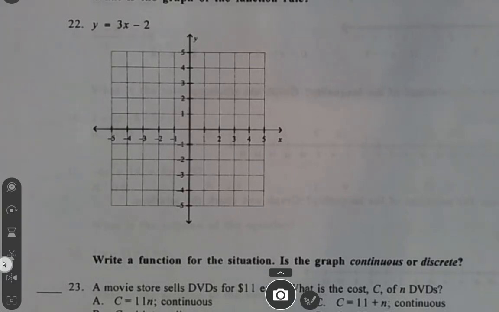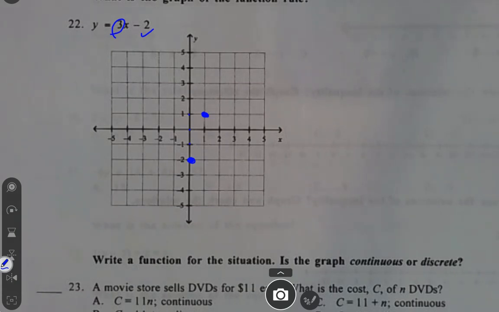What's our starting number? Our starting number is -2. Does everybody see -2? So I'm going to go down 2. Does everybody see that that's the -2? Right there. Yes? Then I use my slope, which is rise over run. What's my slope? It's right here. The slope is 3. That means I go up 3. 1, 2, 3. Over 1, because it wasn't over any other number.